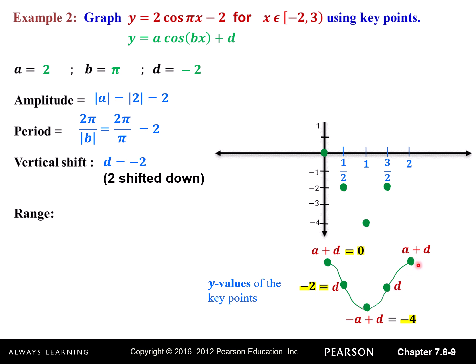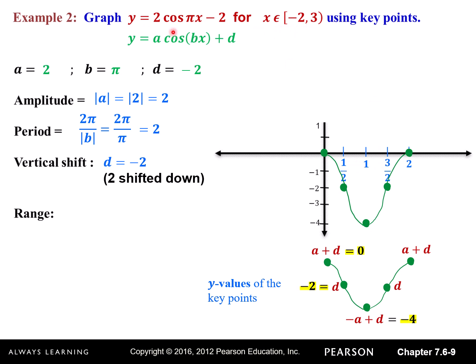And next is the y value is 0, same as this. So these are the 5 key points for the cosine function. So do not connect this using a straight line, but instead connect this using a curve, like that. And then, after graphing the period, let's go back to the domain.